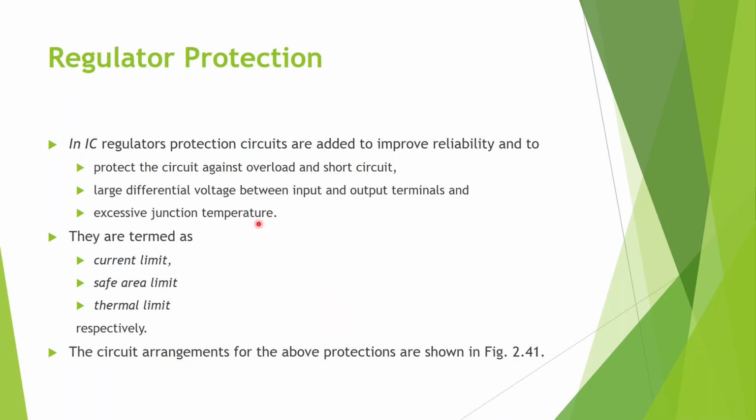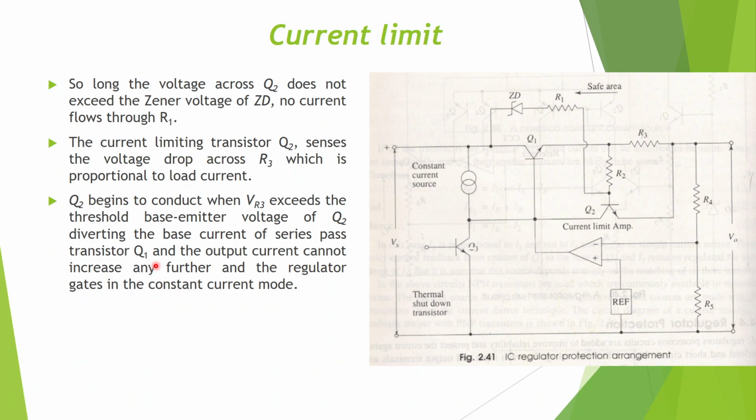And excessive junction temperature. If the temperature increases beyond a certain temperature, the circuit will malfunction. So the temperature has to be protected, and that is called thermal limit. So the regulator protection circuit protects the IC against overcurrent or short circuit, large differential voltage between input and output terminals, and excessive junction temperature within the IC. And these three things are termed as current limit, safe area limit, and thermal limit respectively. Another circuit which provides all these three protections is shown here.